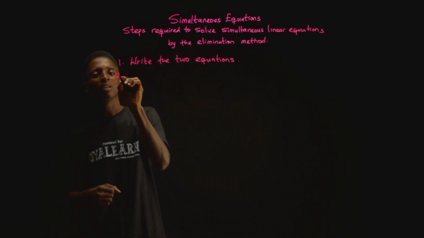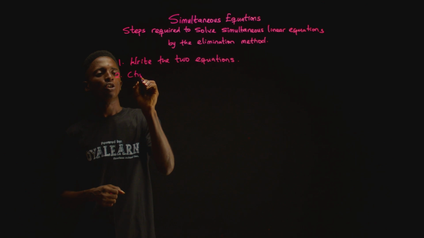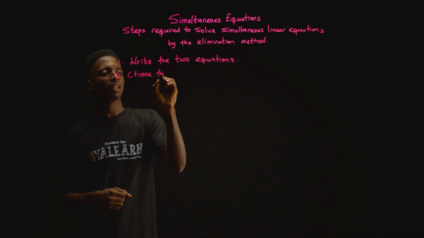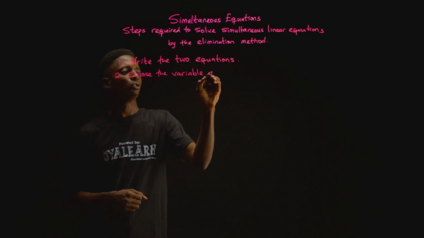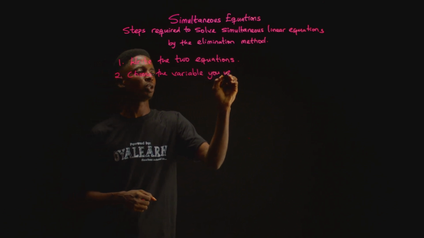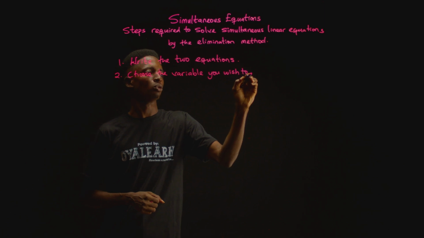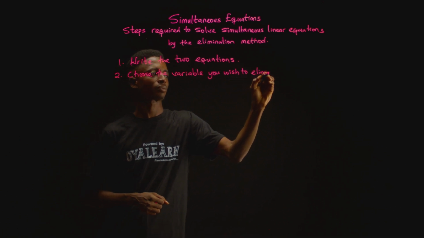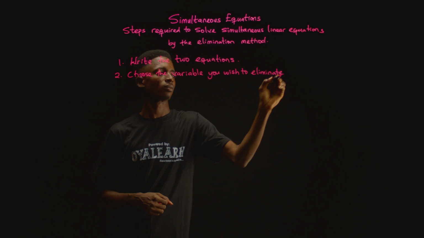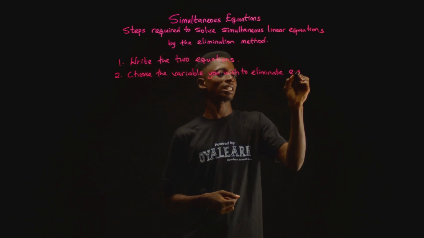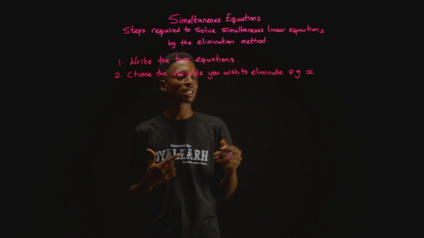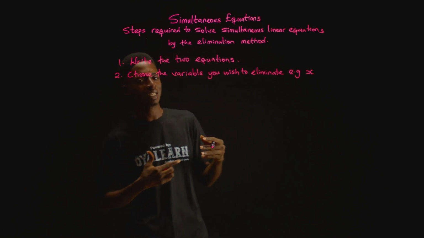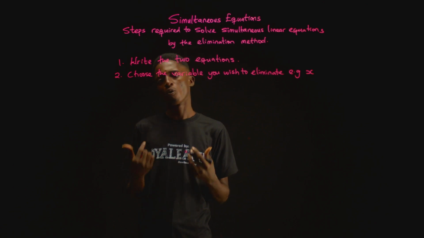The next step is you choose the variable you wish to eliminate. For example, I can decide to eliminate x first. So I can choose that from the two equations, let me eliminate x in order to solve for y.